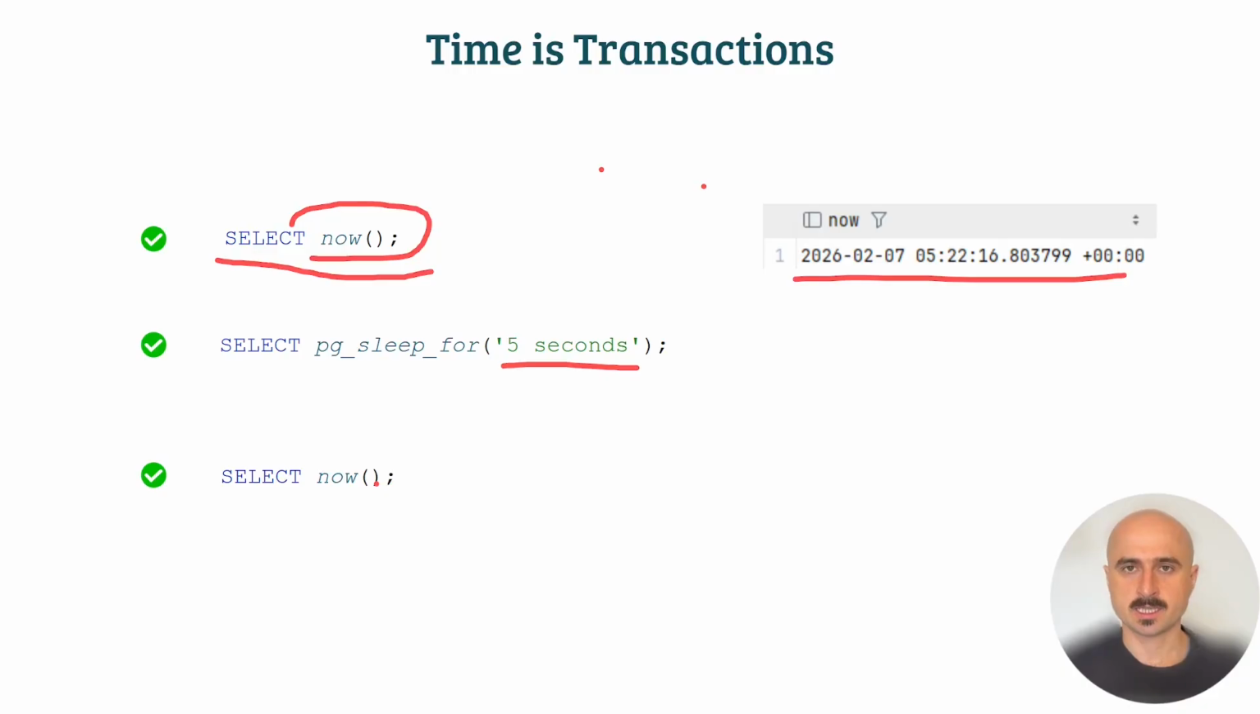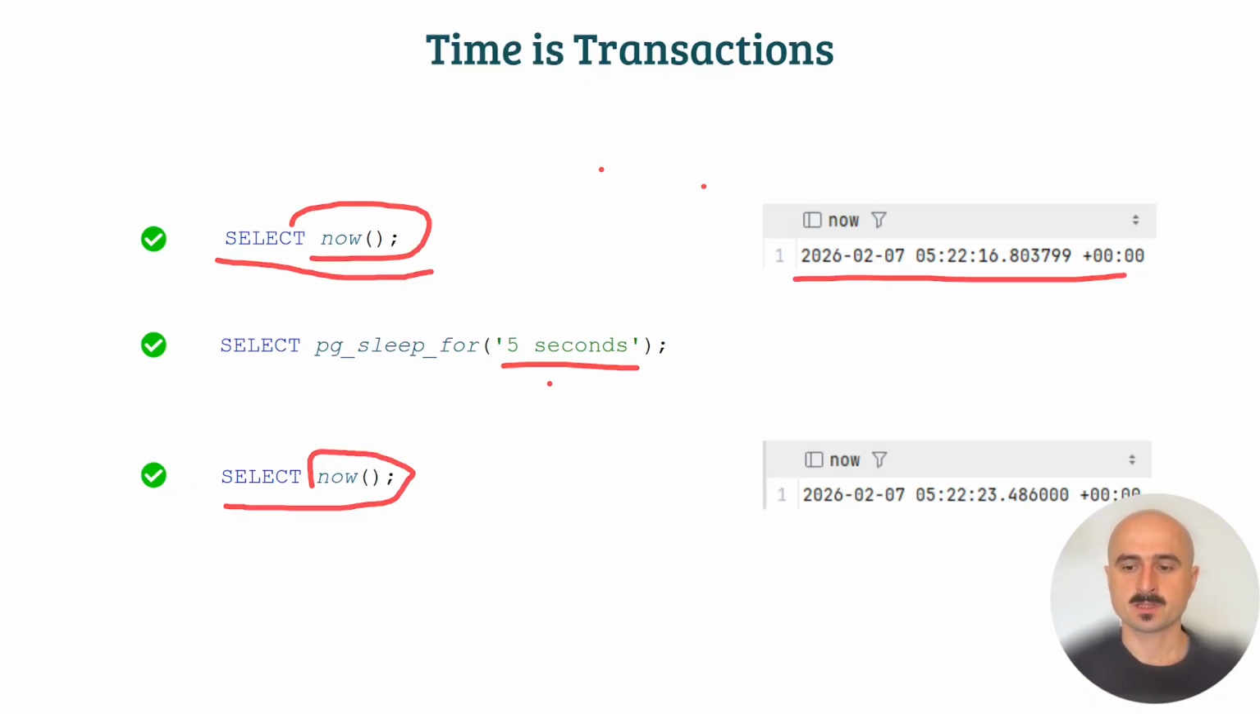Next, we execute the second SQL statement, and here again we are calling the now function, and as you might expect, the value that it returns is different from the value that the first SQL statement returned, right? Because naturally time moves on. As you can see here, in the first result, we have the seconds at 16, and in the second result, it is 23. So, a bit more than 5 seconds. This is natural, this is expected behavior.